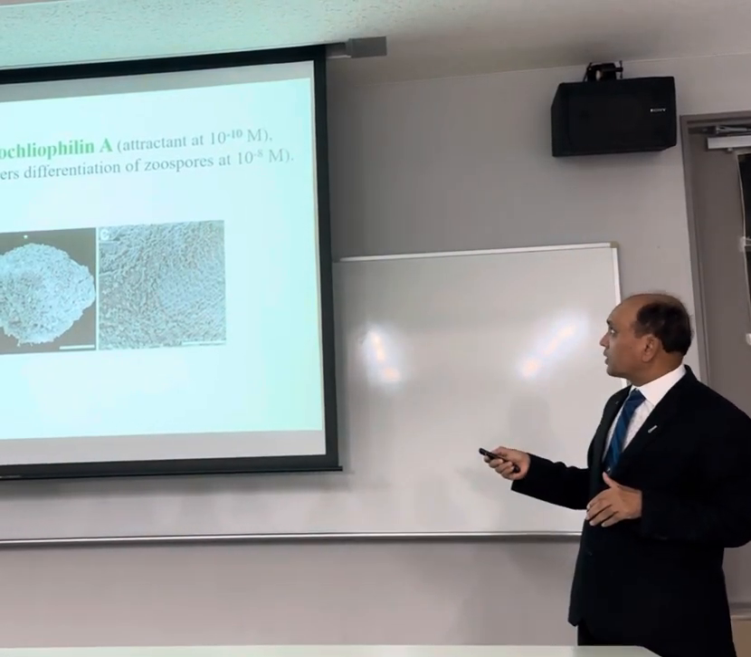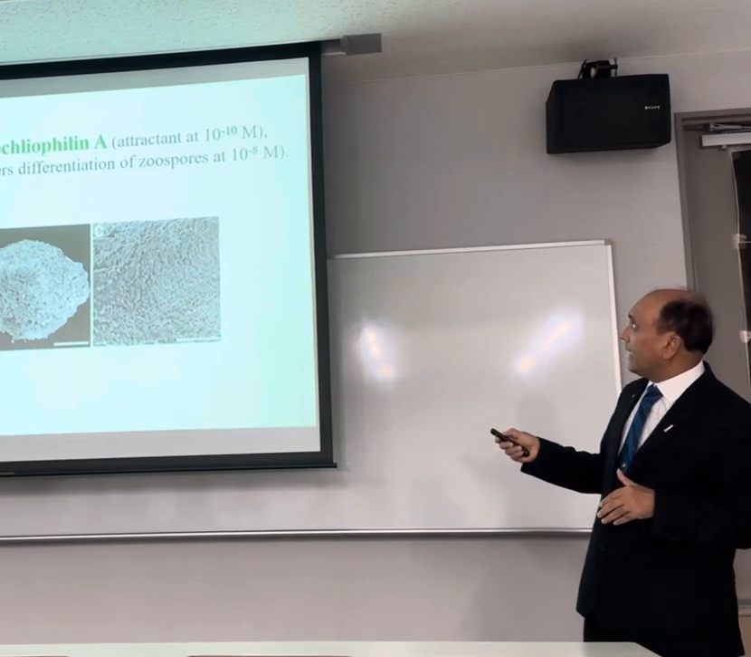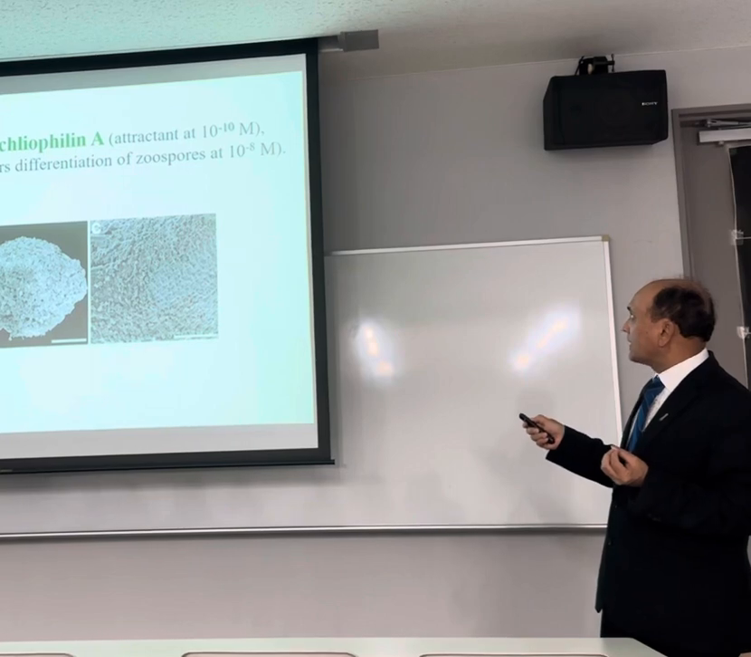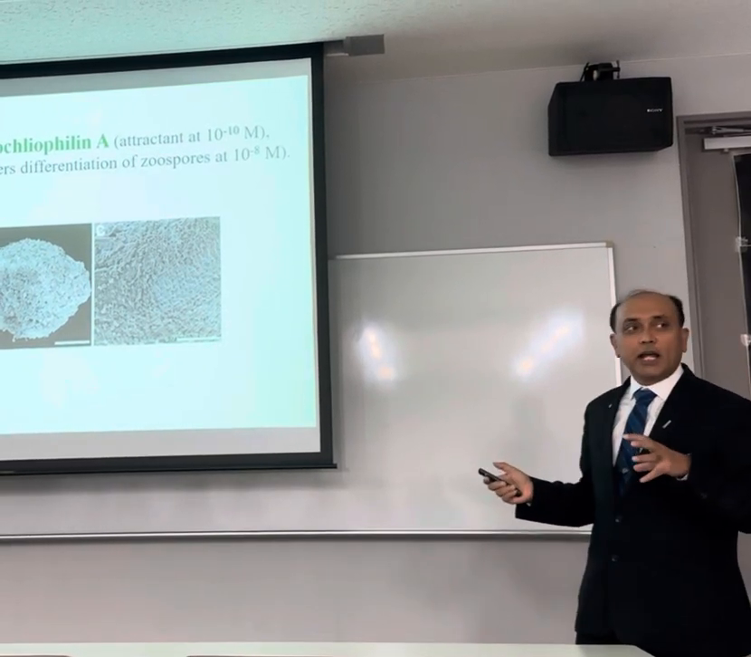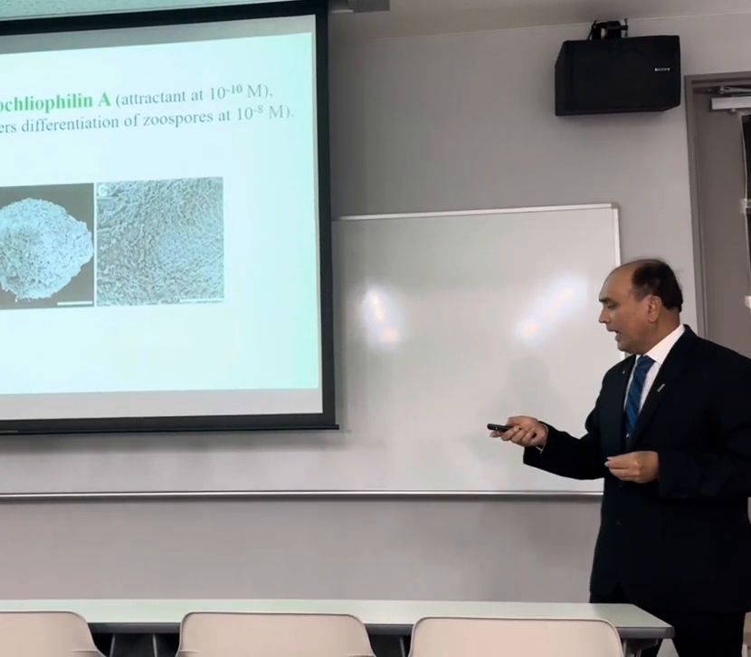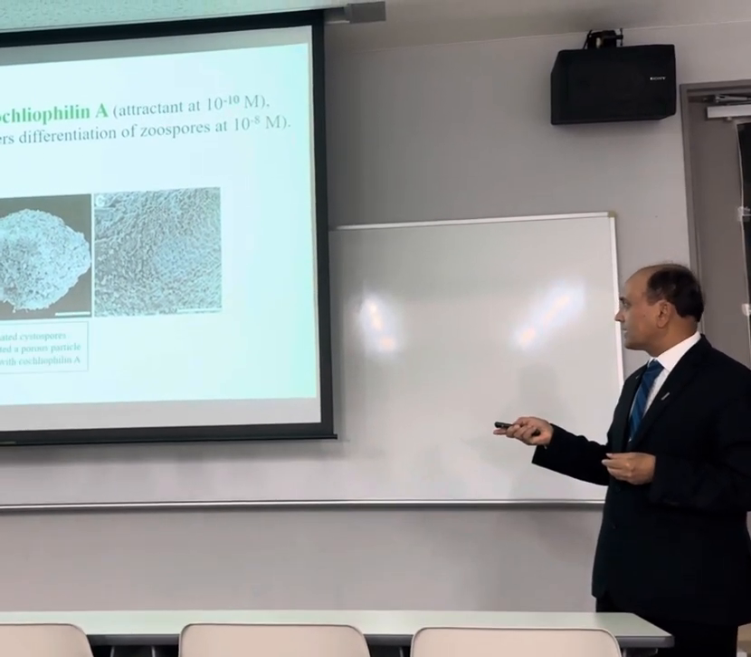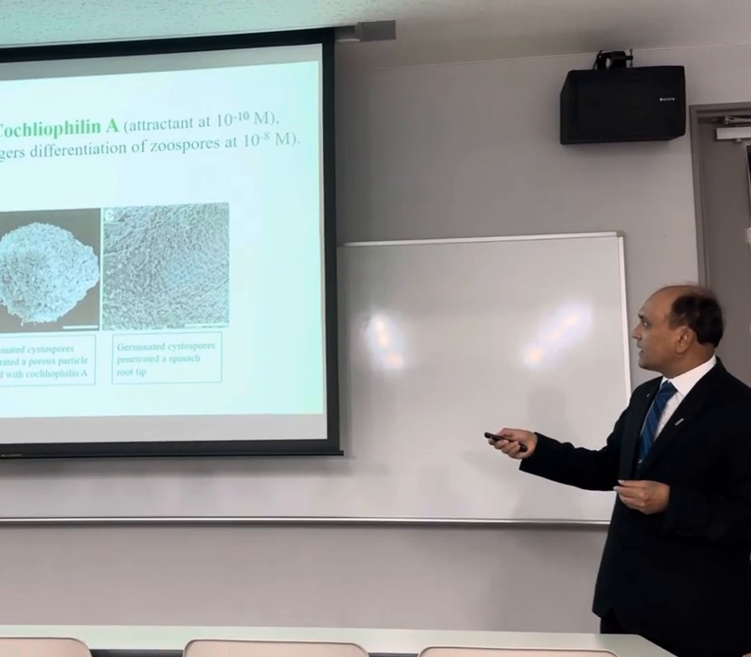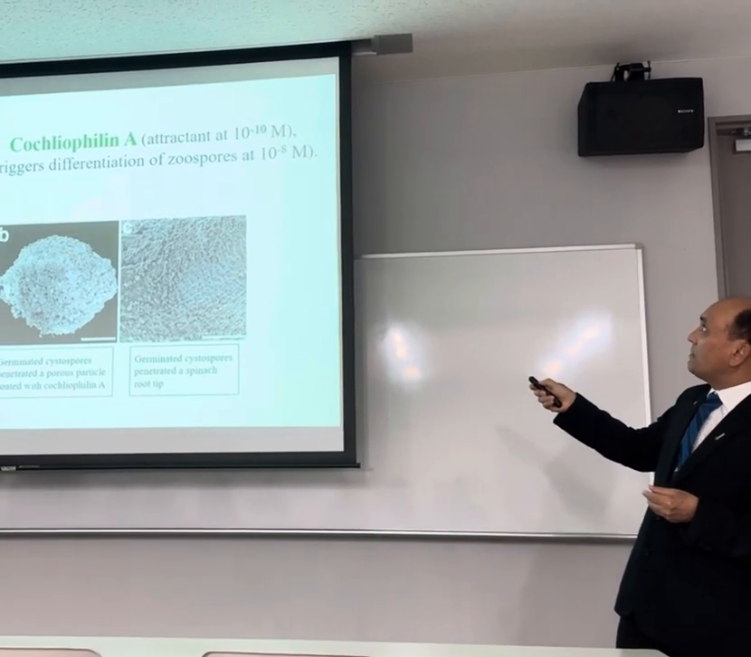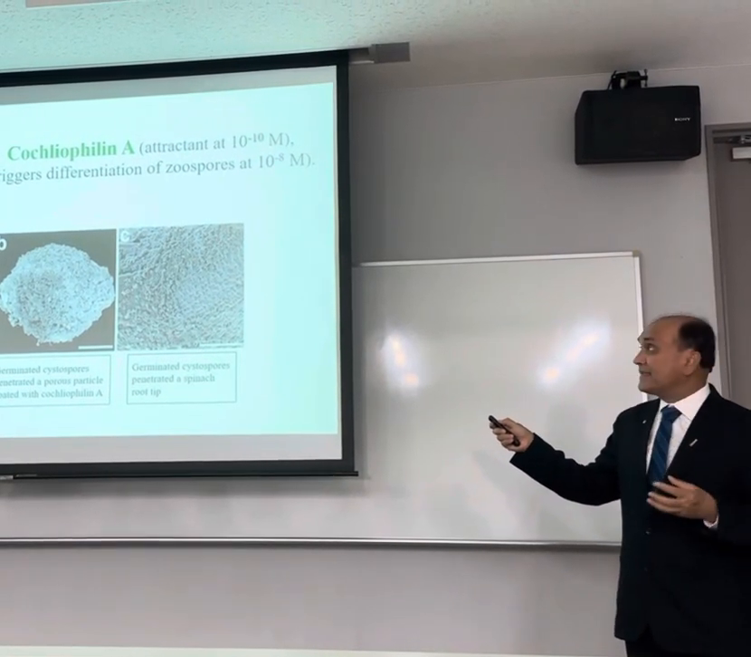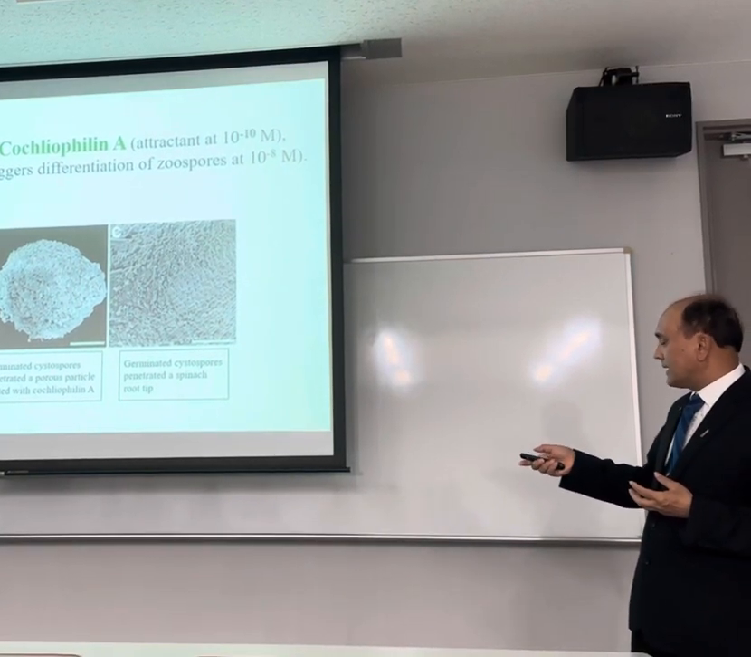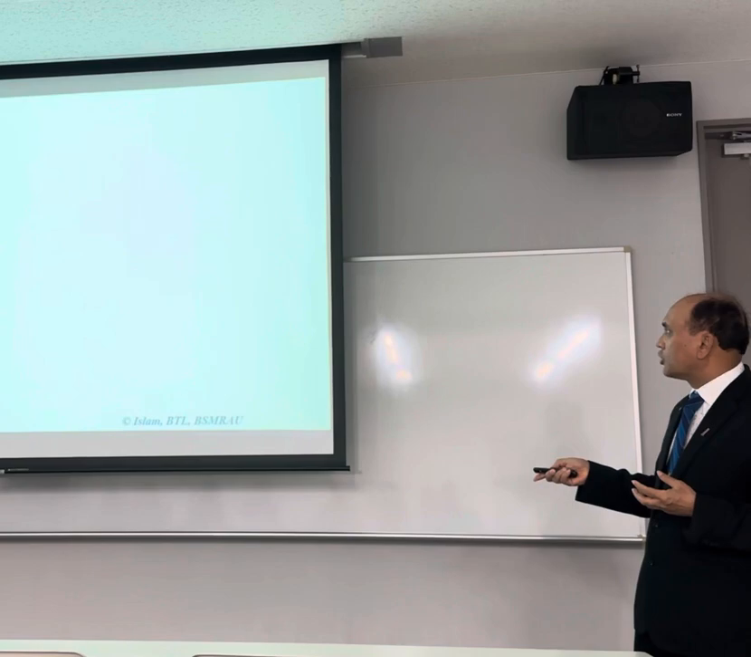And then we asked the question whether cochliophilin A, when the zoospore reaches the host surface at higher concentration, can trigger differentiation, that means becoming a cystospore, and germination. And yes, we got a very fantastic result that at a higher concentration of cochliophilin A, 10 to the power minus 8 molar concentration, you can imagine how low a concentration, less than nanomolar, this signaling compound works. Yes, it can assist and cause germination.